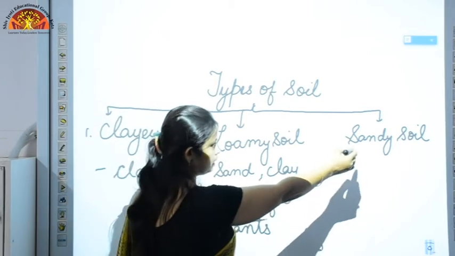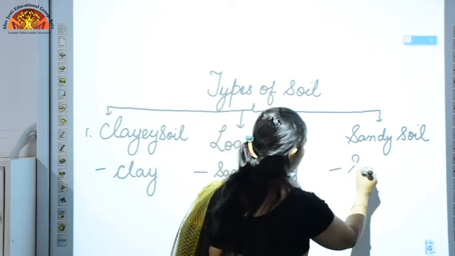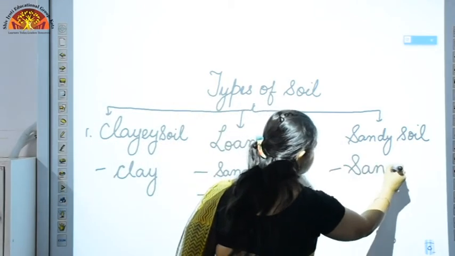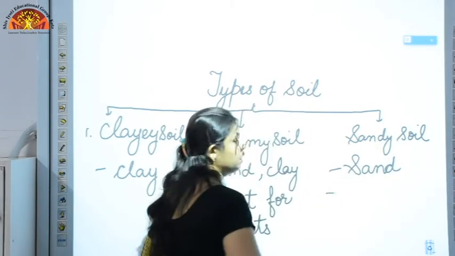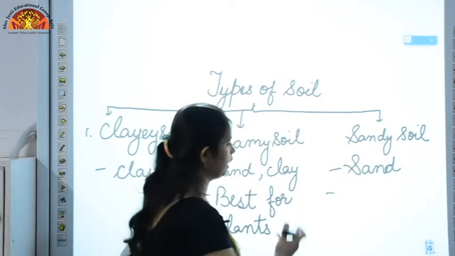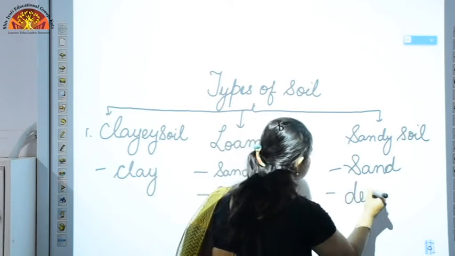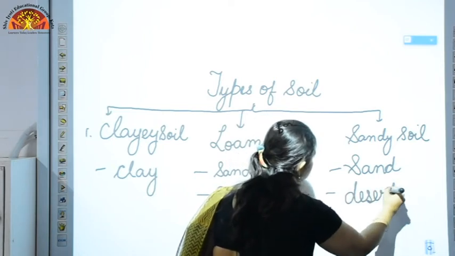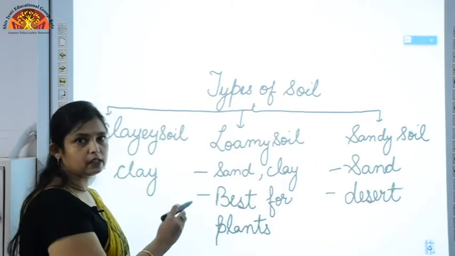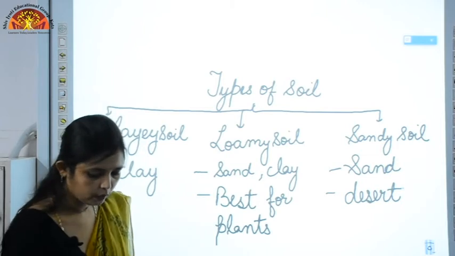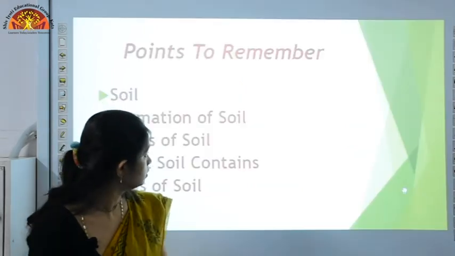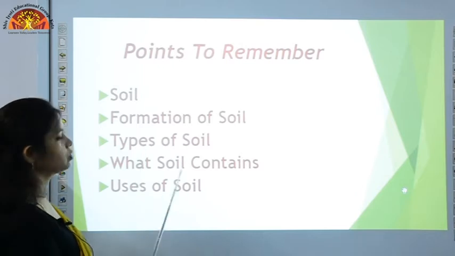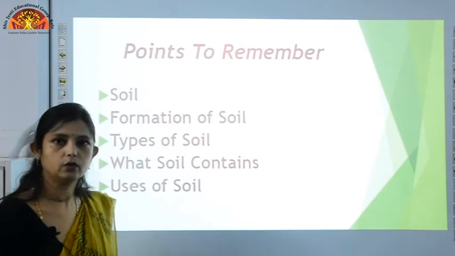Then the third category is sandy soil. This soil mainly contains sand particles, and this type of soil cannot hold much water, and it is found mainly in the desert areas. So, these are the three different types of soil. Now, we come to our next topic, that is what soil contains. So, this was about the types of soil.